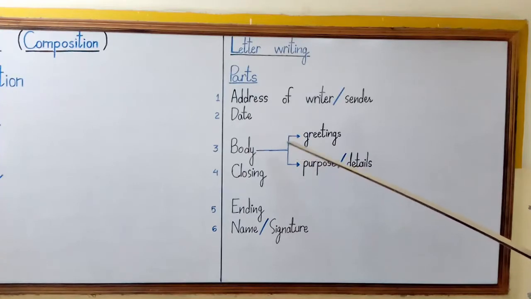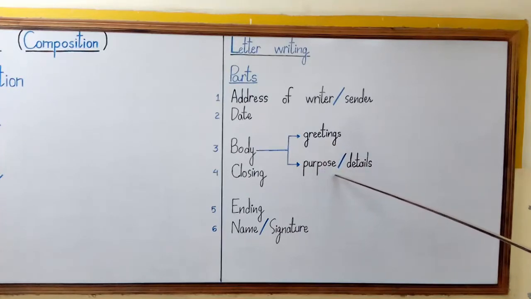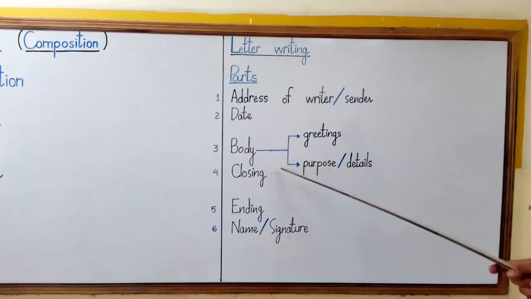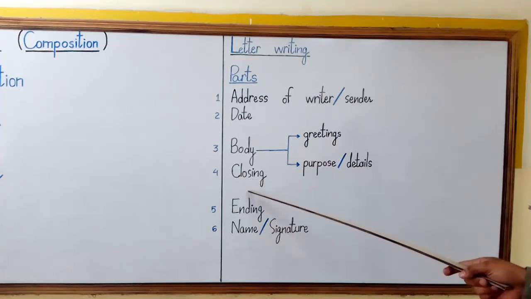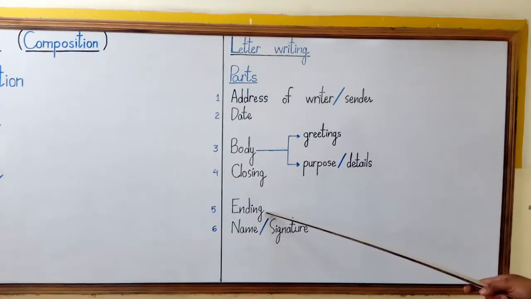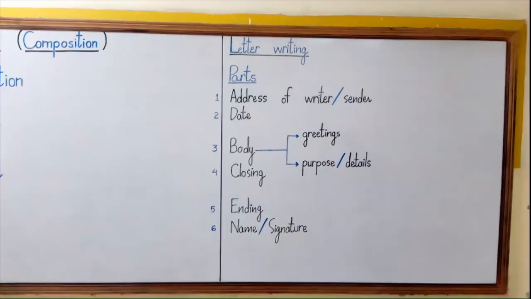Remember, my dear students, in greetings you have to write one paragraph, and after greeting you have to write another paragraph for purpose or detail, and after body you have to change the paragraph before starting closing. After closing you will skip one line, and then you will start ending, and in the next line you will write name and signature. I will exemplify the same parts of letter on the page of your register.